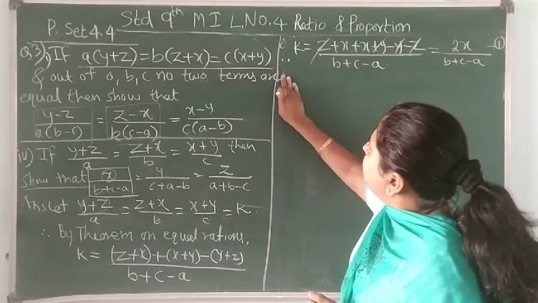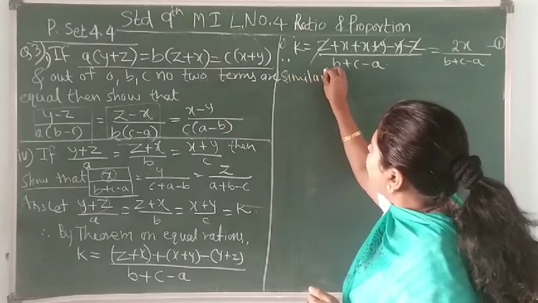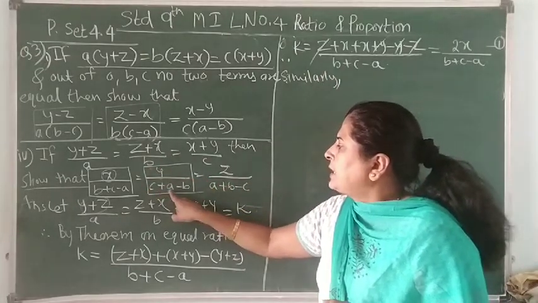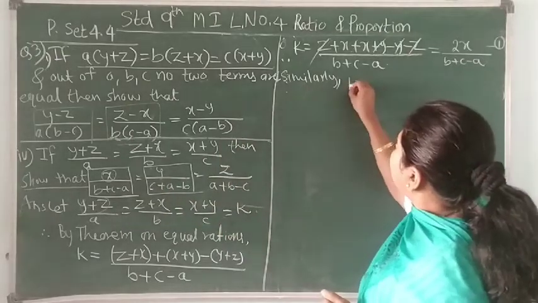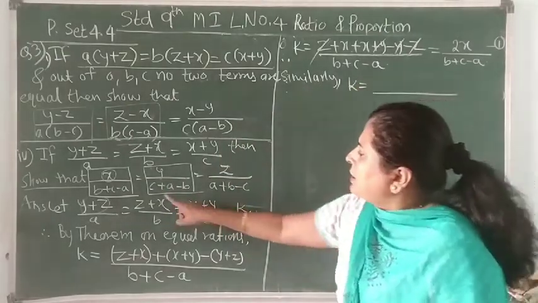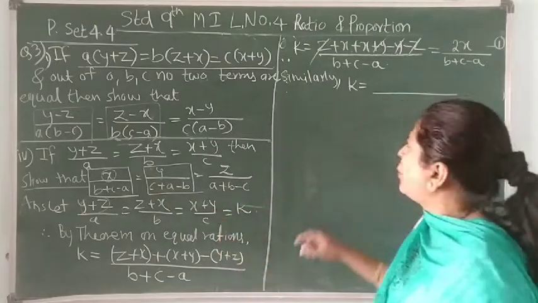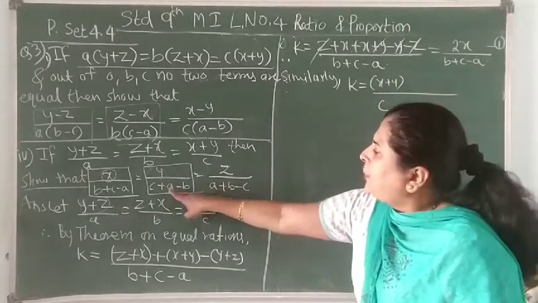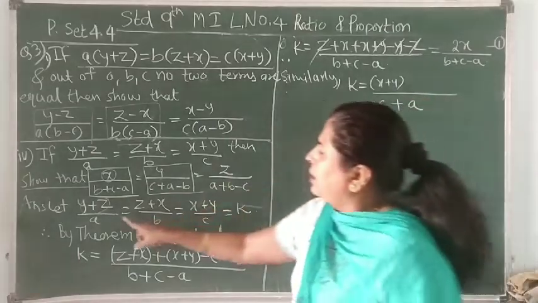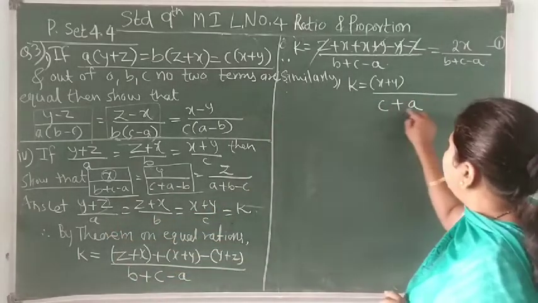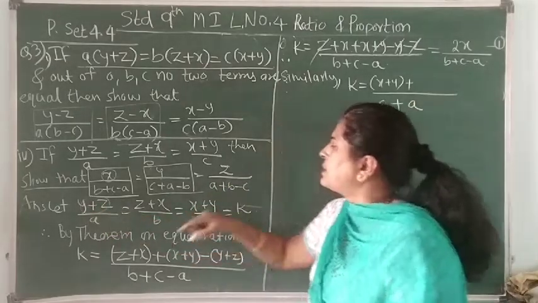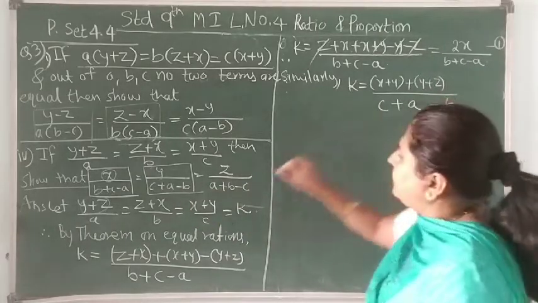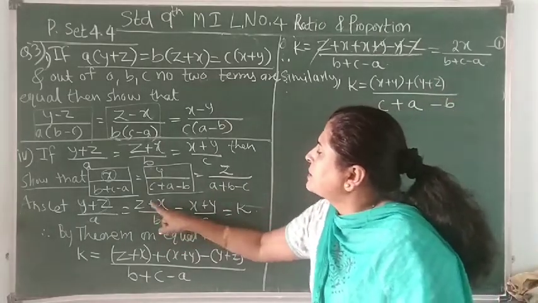Okay. Now similarly, what do we want for the second term? For the second term we want y upon c plus a minus b. So similarly I can write k is equal to, so what do we want? c, the denominator of the third ratio. So let's write its numerator, that is x plus y, plus a. a is the first ratio, so its denominator is added here, so add the numerator y plus z. Then minus b. b is the middle ratio, its numerator is z plus x.